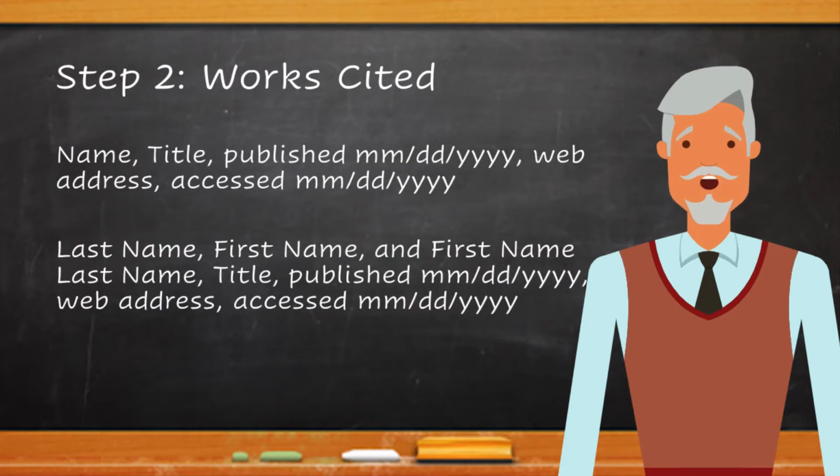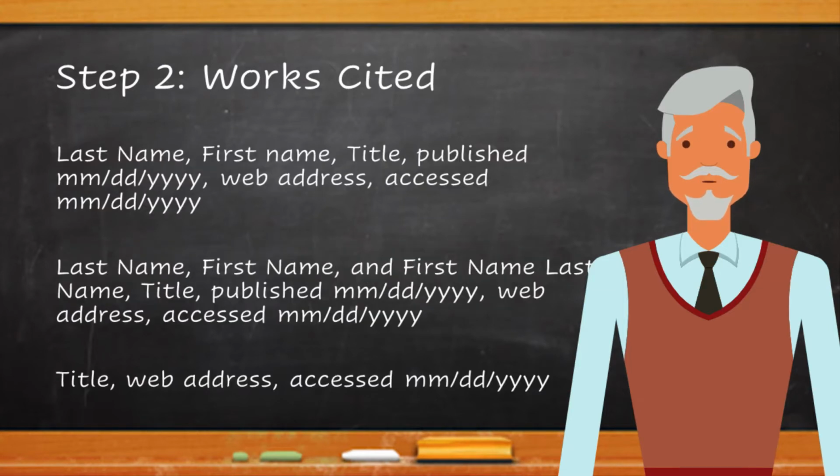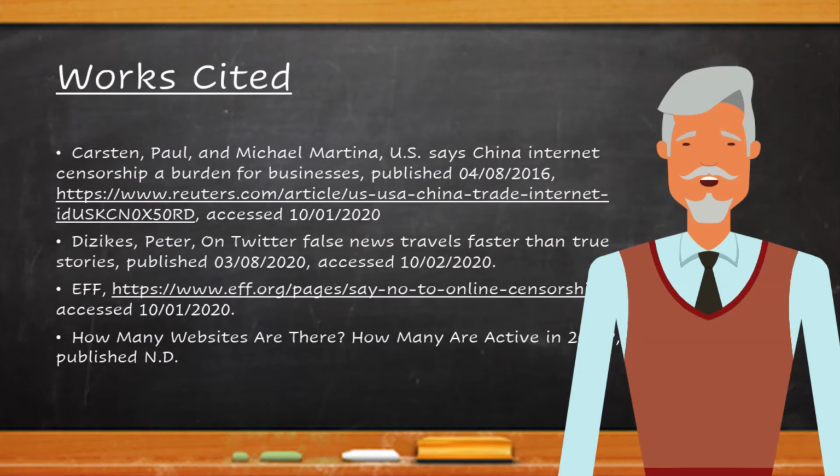When there were two authors I used this formula. Last name, comma, first name, comma, and first name plus last name of the second author, comma, title, comma, published month / day / year, comma, web address, comma, accessed month / day / year, period. When there was no author or publication date, I just put the title and the date I accessed it. Here is my list in alphabetical order. I'll make sure to cite these articles as I write my essay.